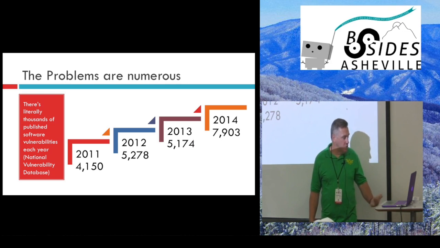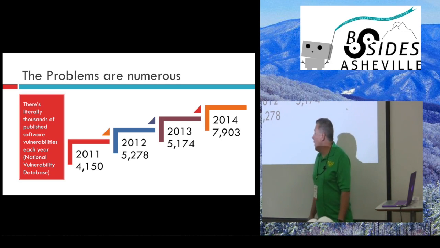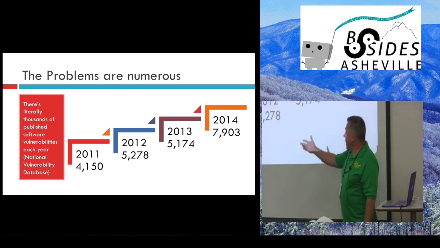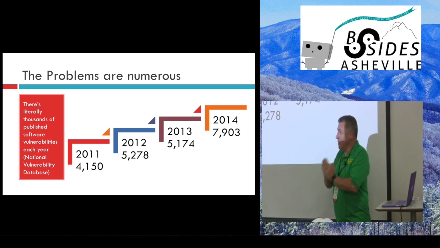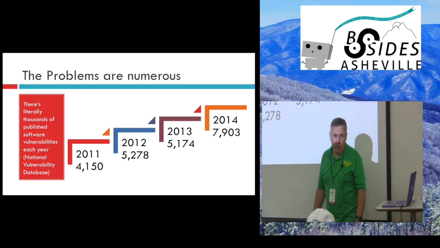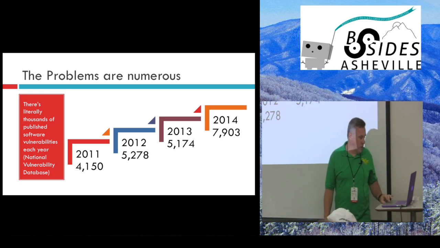And the problems that you find in this software are numerous. This is the National Vulnerability Database for 4 years. The number of reported vulnerabilities in the software goes up year after year. It actually stabilized in 2015, which is a good sign, I think. But we want to see it going down. We don't want more new vulnerabilities being reported every year.